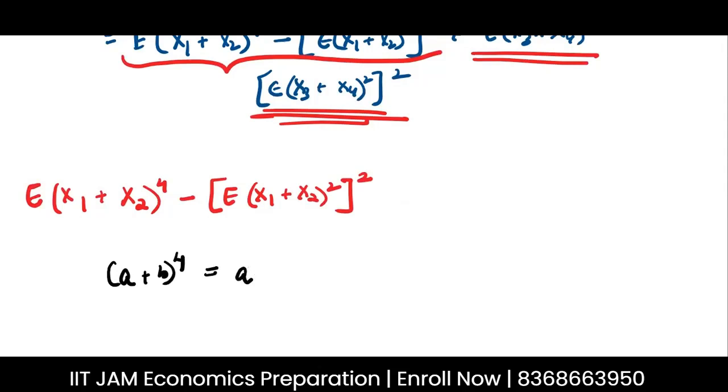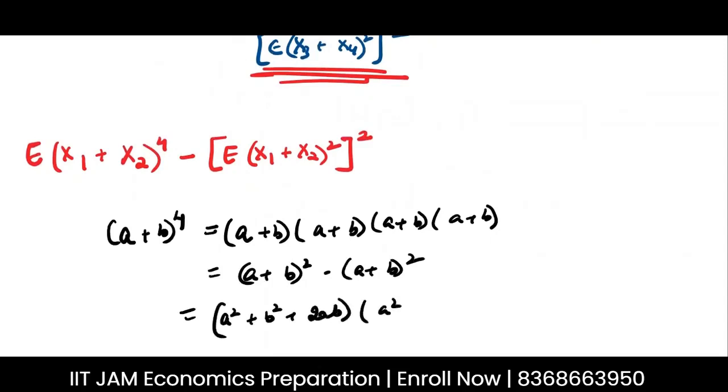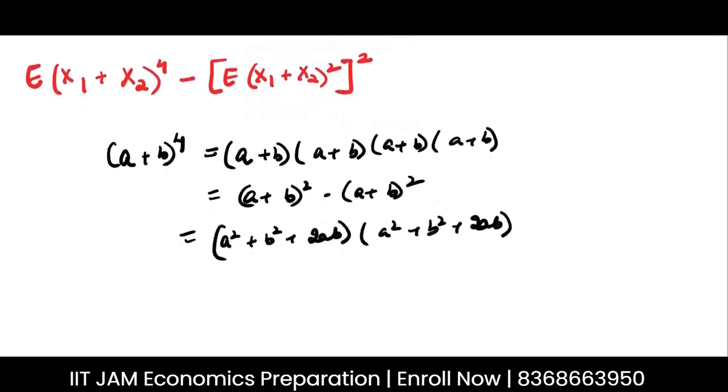You can go ahead and try it like this: A plus B into A plus B into A plus B into A plus B. In case you don't remember it, this is nothing but (A plus B) whole square into (A plus B) whole square. This is (A square plus B square plus 2AB) into (A square plus B square plus 2AB). So you can also open this up.